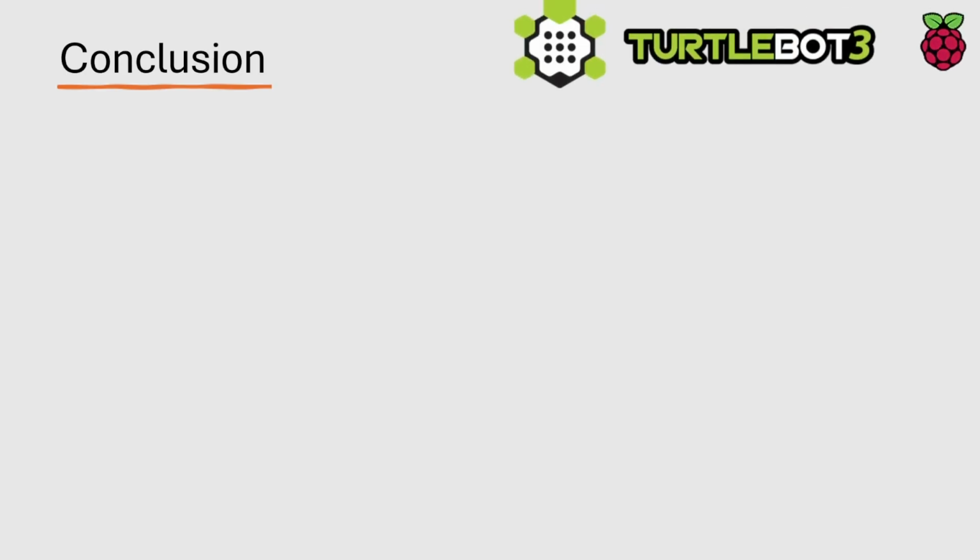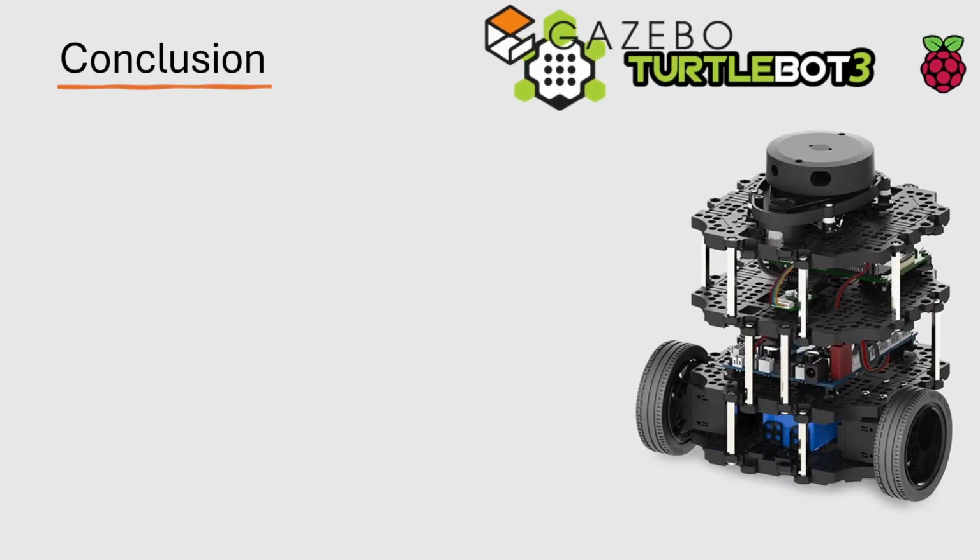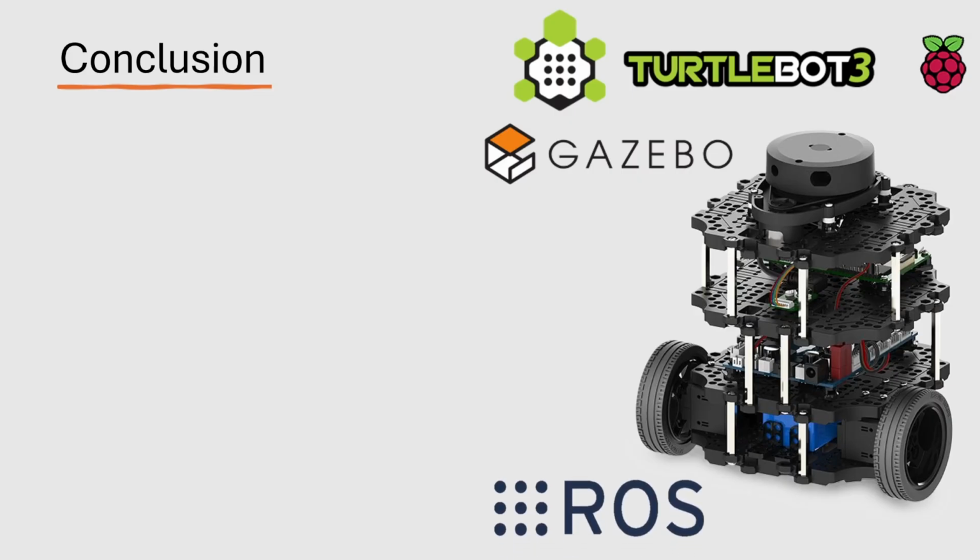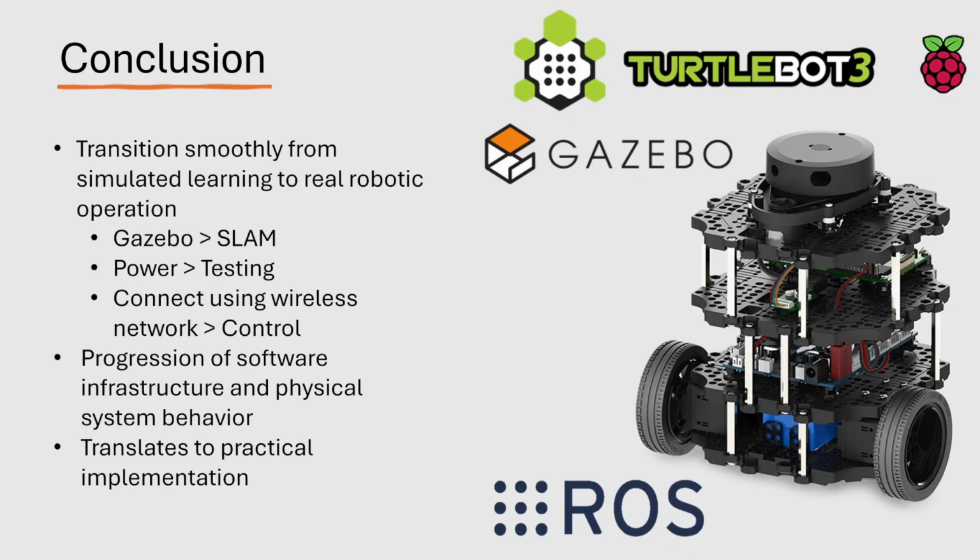To conclude, this coursework allowed us to transition smoothly from simulated learning to real robotic operation. We began inside Gazebo, exploring movement and sensing in a virtual world. We then expanded our understanding through SLAM, where mapping and localization occur together. From there, we successfully powered, tested and verified the physical Turtlebot 3 hardware. And finally, we established full wireless communication between the robot and the remote PC, demonstrating real-time teleoperation and sensor streaming.